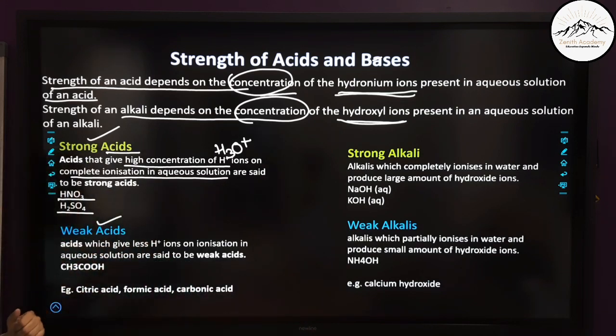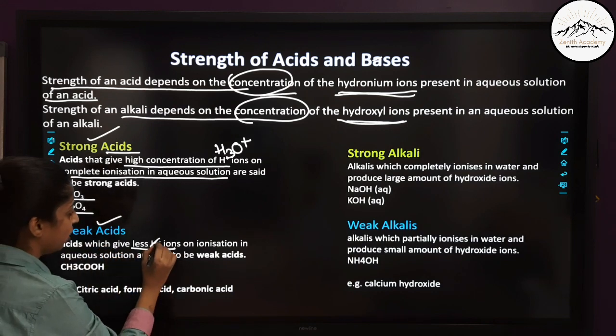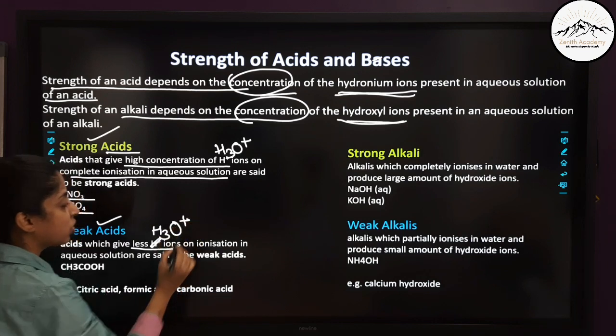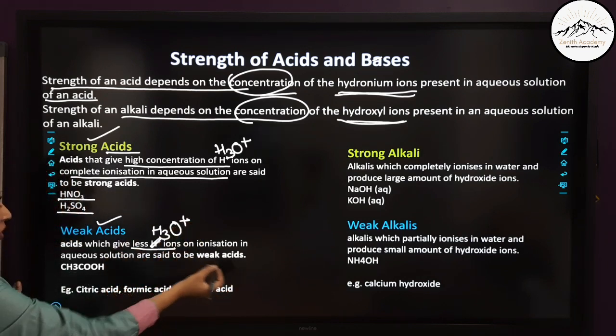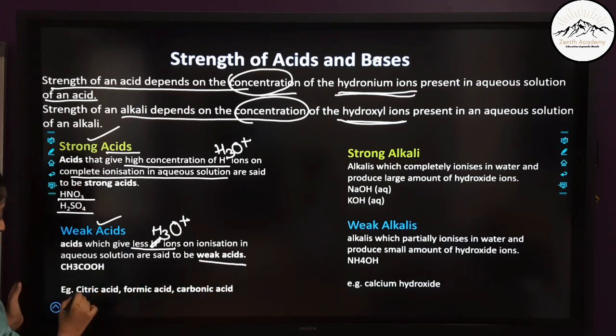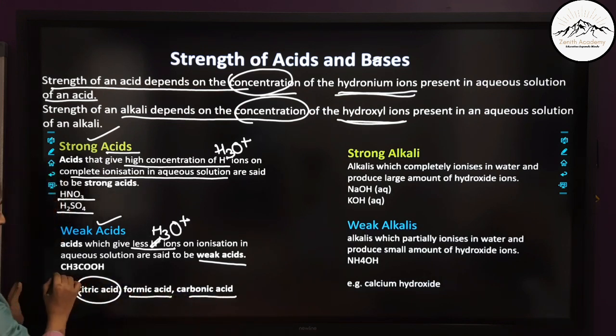Then what are weak acids? Weak acids are those which give fewer hydronium ions. This is not H plus, but hydronium ions. So they are those which give a smaller number of hydronium ions on ionization in aqueous solution, and they are said to be weak acids. Citric acid, formic acid, carbonic acid and acetic acid are examples of weak acids.